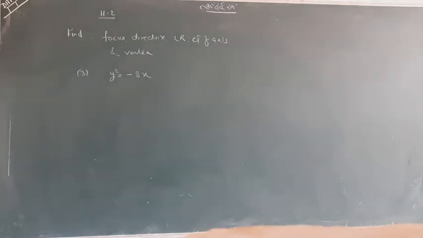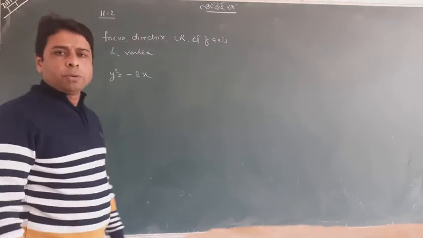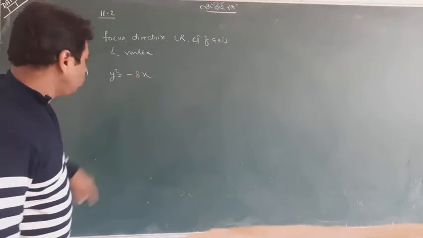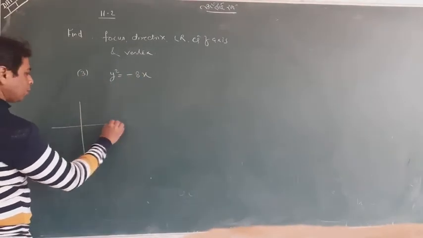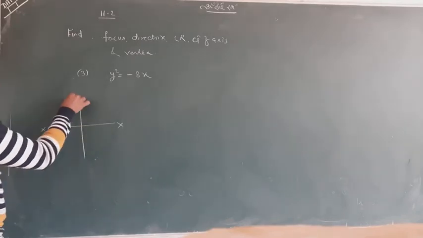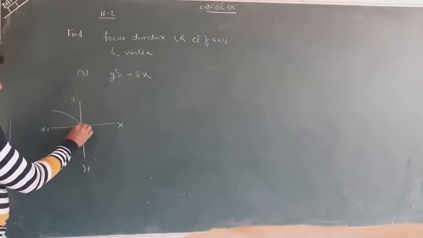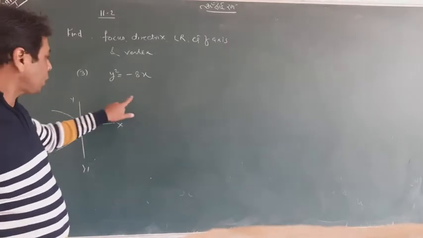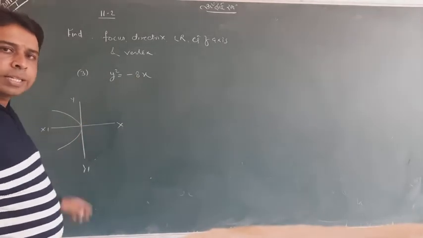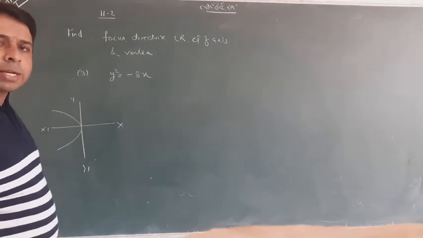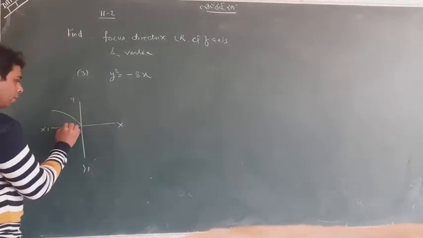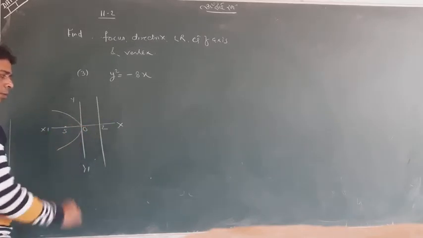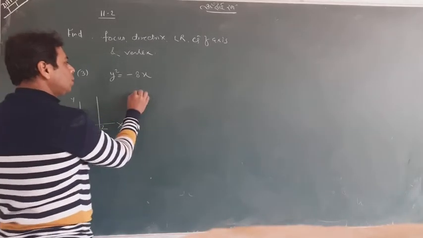This is the question. How will you do it? First of all, I tell you it is y square equal to minus 4ax. So I just want to make a rough picture for you. This is y square equal to minus 4ax. The plus lies on the right side, the minus lies on the left side. So we definitely have the focus here, and this is the directrix. This is the origin point.